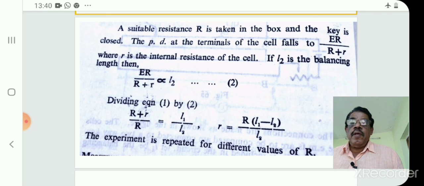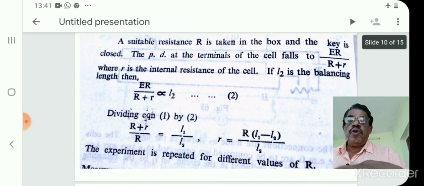ഇപ്പോൾ ഇവിടെ നമ്മൾ small r കണ്ടുപിടിക്കുന്നത് capital R ന്റെ L1 minus L2 by L2 എന്നാണ്. capital R എന്ന് പറയുന്നത് ബോക്സ് എടുത്ത് 2 ohm അല്ലെങ്കിൽ 3 ohm. L1 ഓപ്പൺ സർക്യൂട്ട് ബാലൻസ് ലെങ്ത്, L2 ക്ലോസ്ഡ് സർക്യൂട്ട് ബാലൻസ് ലെങ്ത്. ഇത് റിപ്പീറ്റ് ചെയ്യാം. നമുക്ക് റിയോസ്റ്റേറ്റ് അഡ്ജസ്റ്റ് ചെയ്തിട്ട് റിപ്പീറ്റ് ചെയ്യാവുന്നതാണ്, അല്ലെങ്കിൽ R മാറ്റി റിപ്പീറ്റ് ചെയ്യാവുന്നതാണ്. ഇതാണ് ഫോർമുല: small r equals R times L1 minus L2 by L2.